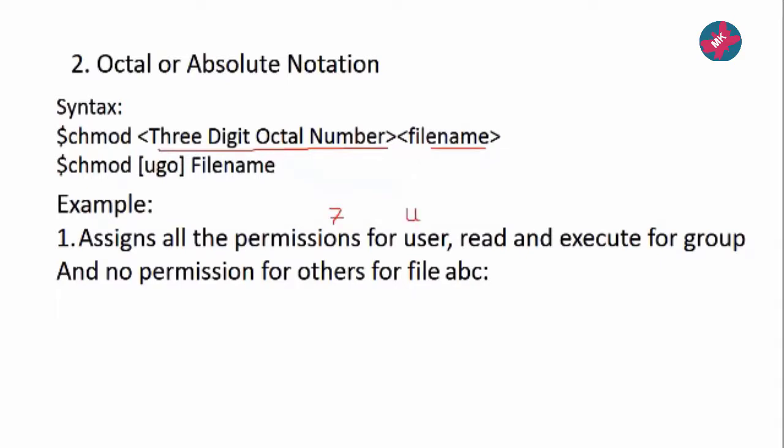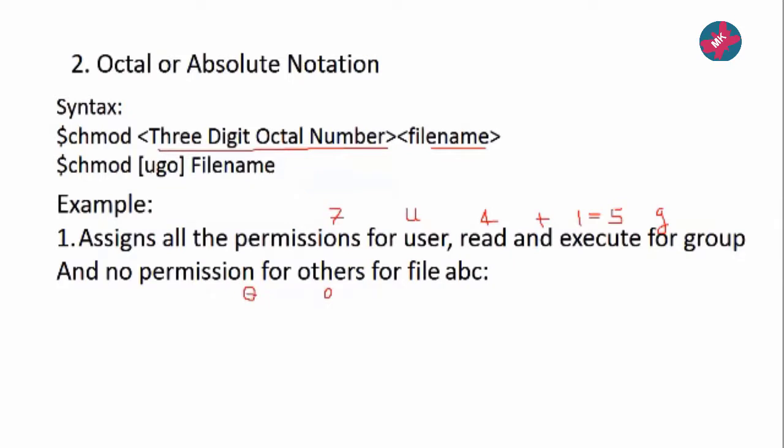Read and execute for group. Now for read, what is the octal notation? 4. For execute, it is 1. So 4 plus 1, we can write there 5. 5 for the group. Then no permission for others. No permission means what? 0. And 0 for the other group. This is 0, and this is the file ABC.